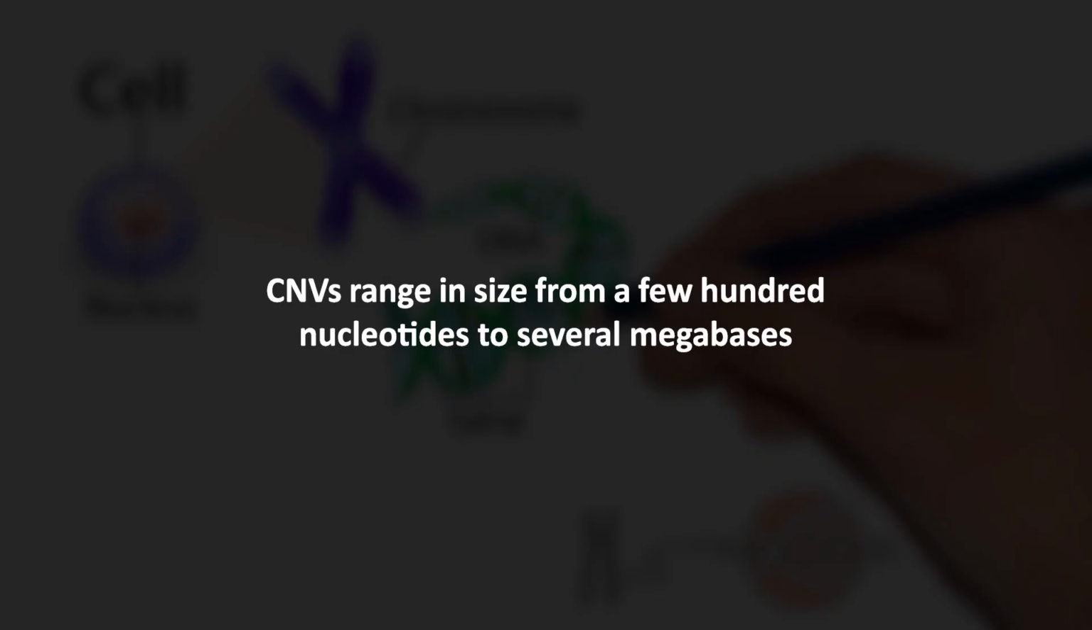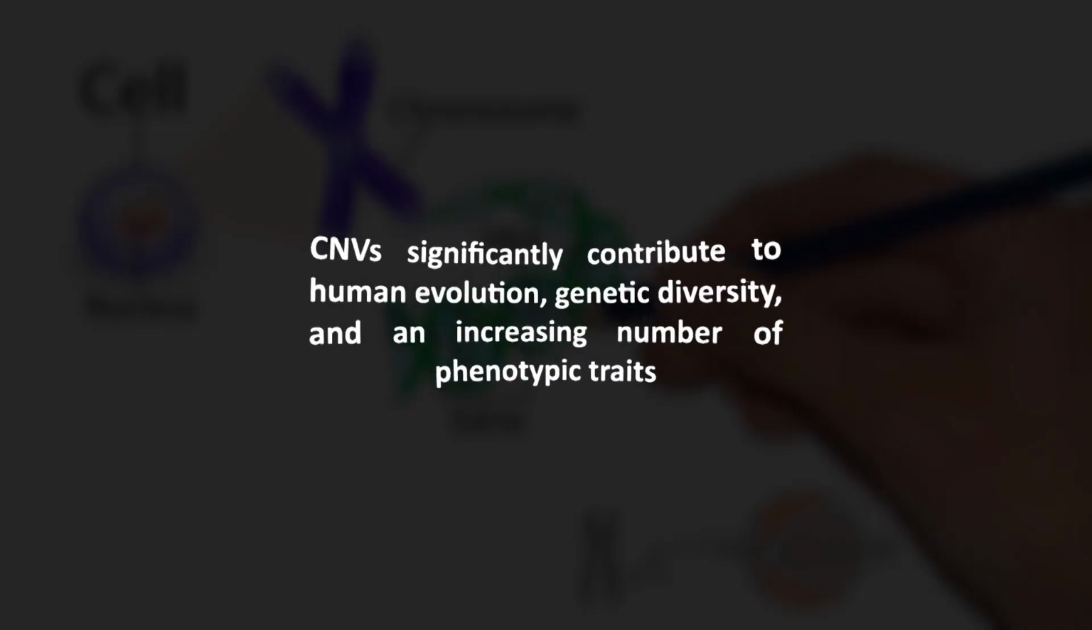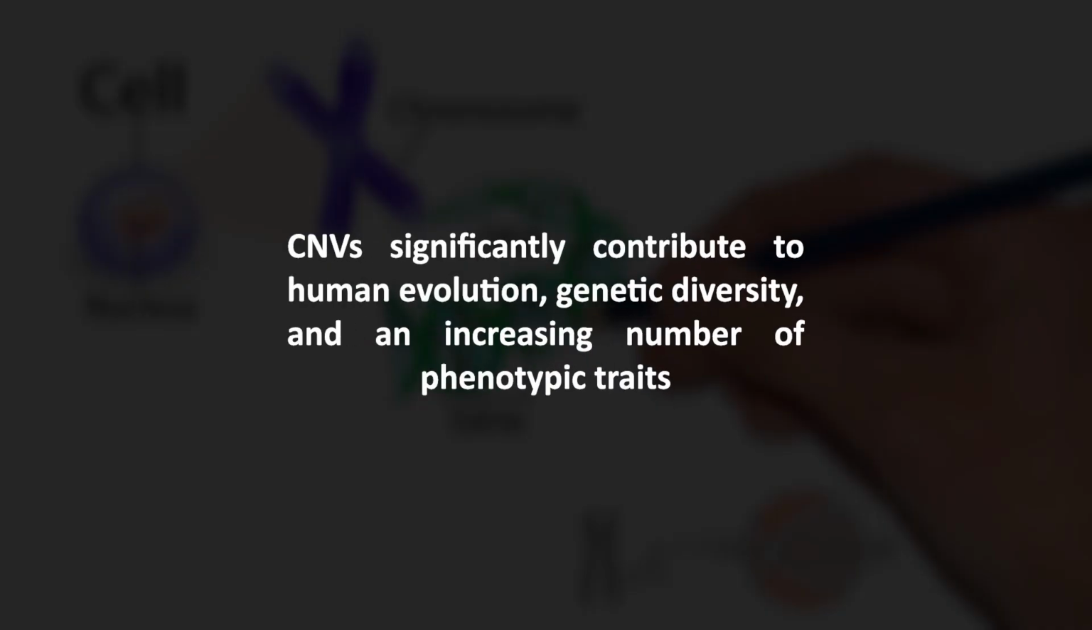CNVs or copy number variations range in size from a few hundred nucleotides to several megabases. Compared with SNPs, CNVs affect a more significant fraction of the genome and arise more frequently. Hence, CNVs significantly contribute to human evolution, genetic diversity, and an increasing number of phenotypic traits. CNVs of DNA sequences are abundant in natural populations and are functionally significant but still need to be fully ascertained.